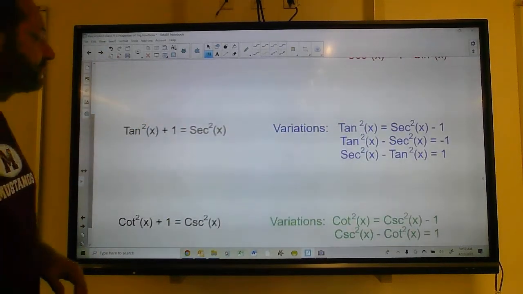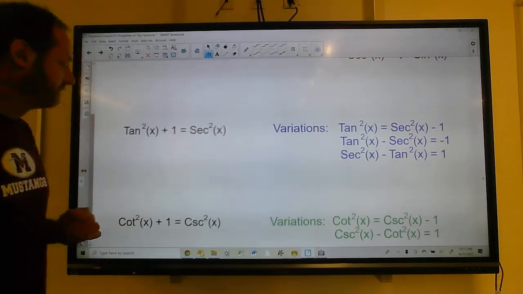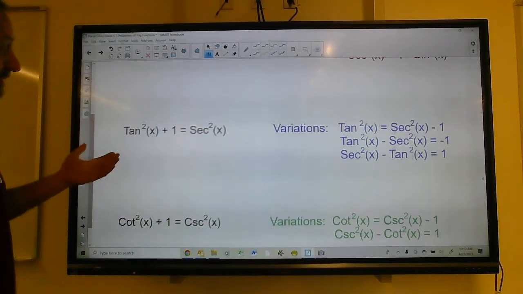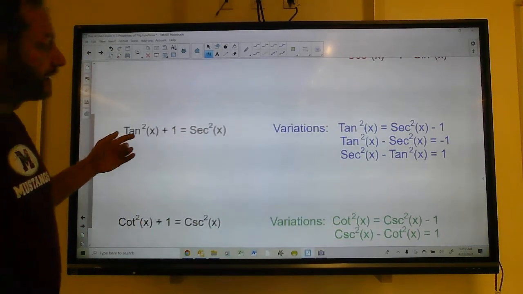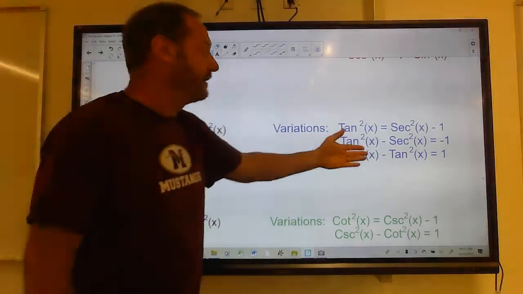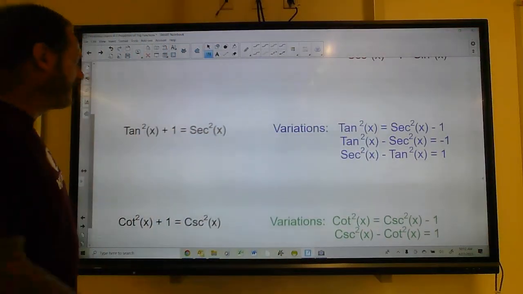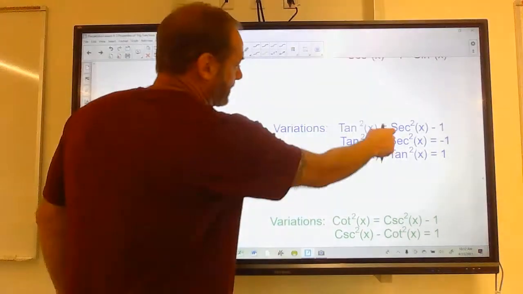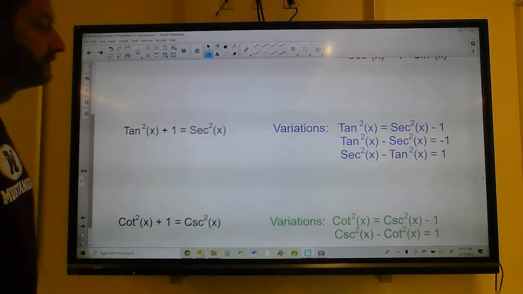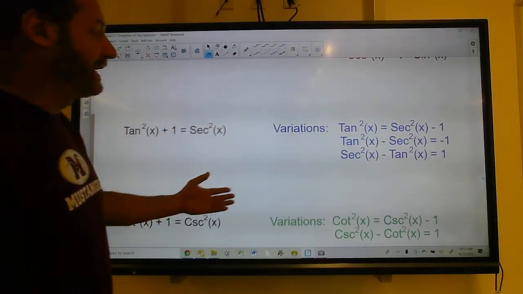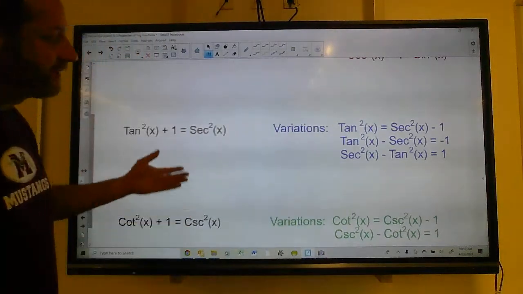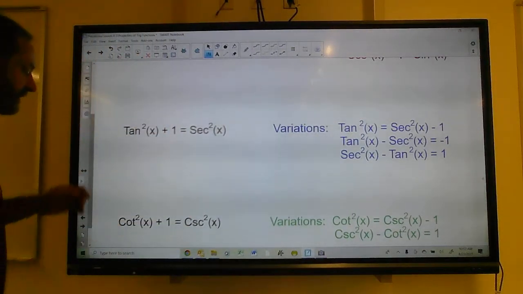Tangent squared plus 1 equals secant squared. Also true. And there are variations on that. If I subtract the 1, then tangent squared is secant squared minus 1. Tangent squared minus secant squared is negative 1. Secant squared minus tangent squared is 1. Those are all the same thing.